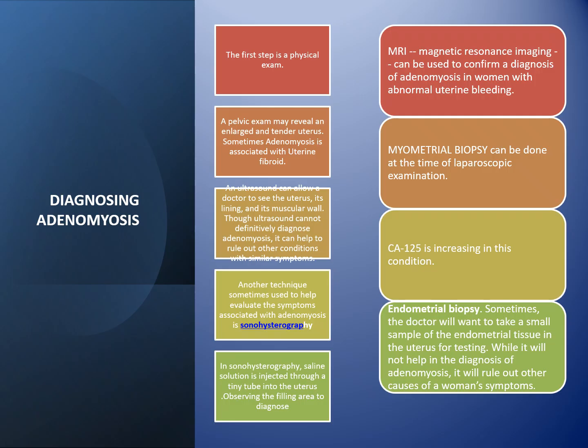MRI, magnetic resonance imaging, is considered one of the most accurate methods for diagnosing adenomyosis. It clearly shows the depth and extent of myometrial involvement. Myometrial biopsy is occasionally performed during laparoscopy for confirmation. CA125: the blood marker may be elevated, although it is not specific for adenomyosis. Endometrial biopsy is used to exclude cancer and other causes of abnormal bleeding.